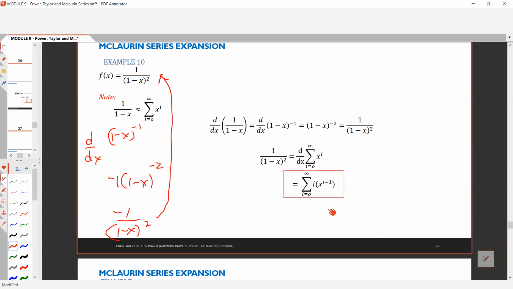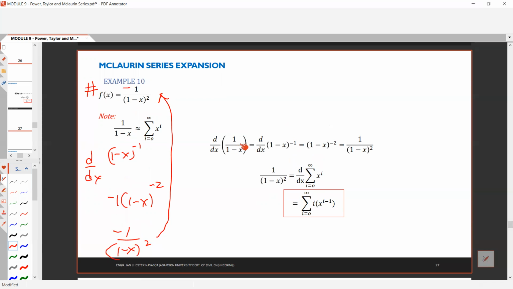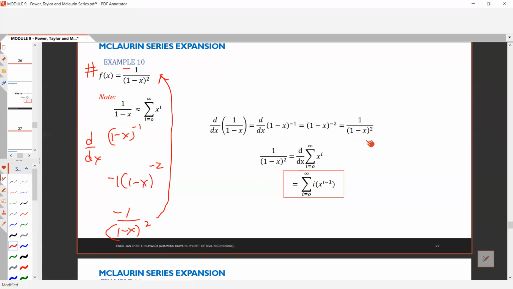Okay? So I think dapat may negative ito. So may typographical error din dito. Okay. So taking the derivative of 1 over 1 minus x is simply 1 over 1 minus x squared. Okay?